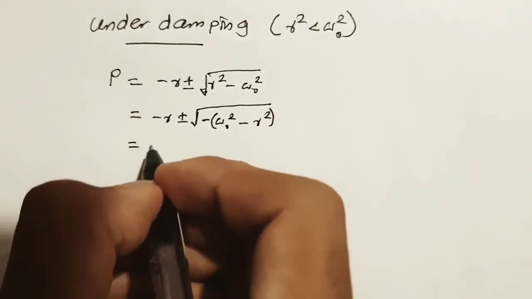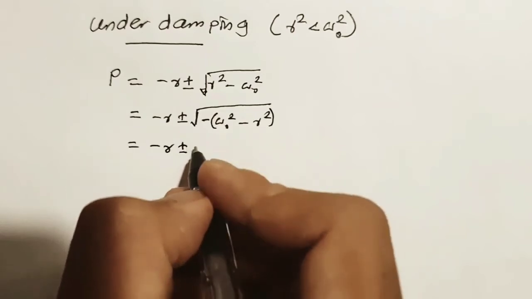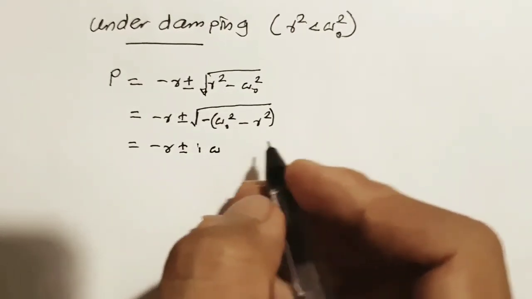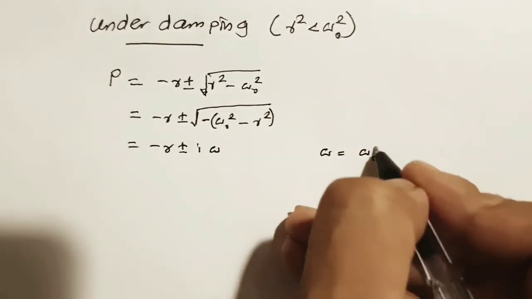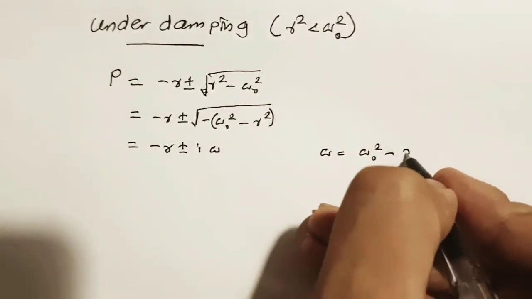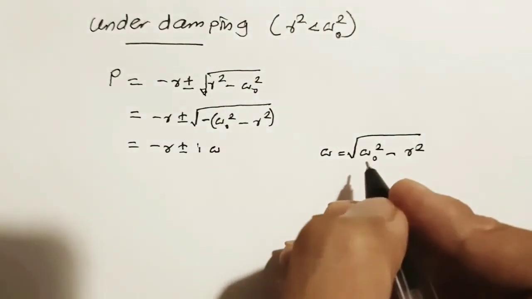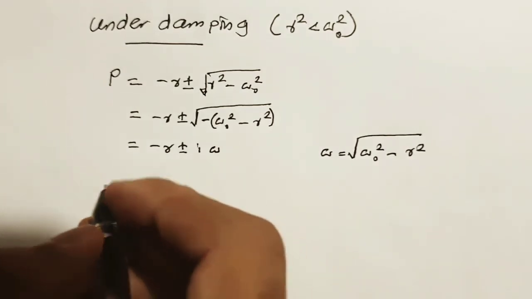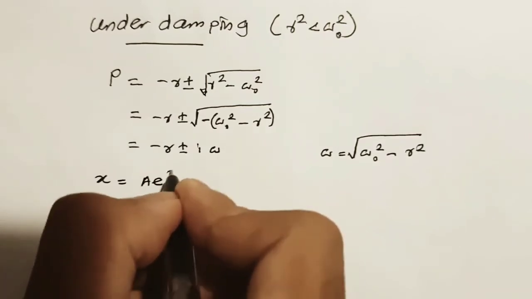We can apply the complex number rules and see that minus gamma plus or minus i times this particular term, which we can take as omega. So the term omega would be equal to the square root of omega naught squared minus gamma squared. As we have obtained this solution, we know that the displacement x we obtained was a e to the power pt.